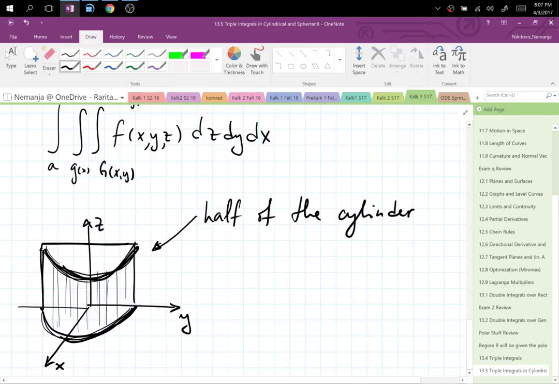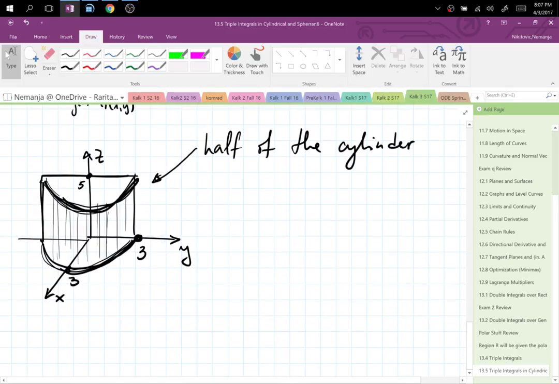Half of the cylinder. Say this is 3 inches and the height is 5 inches, whatever. Okay, so I'm going to set up 2 integrals here because I can. We're going to set up the rectangular one to practice previous lecture, but we're not going to compute it because that one's a living nightmare. And we're also going to put the cylindrical one, which will be a joke to compute.